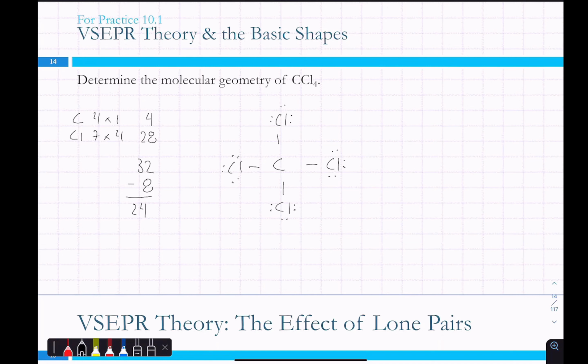So how many electron groups are there? 4. The only ones we care about here are the ones around the central atom. The lone pairs on the chlorines don't matter. They won't change the shape. Now, on something like this, this would be 4 electron groups as a tetrahedral. And what are the bond angles for a tetrahedral? 109.5? No.